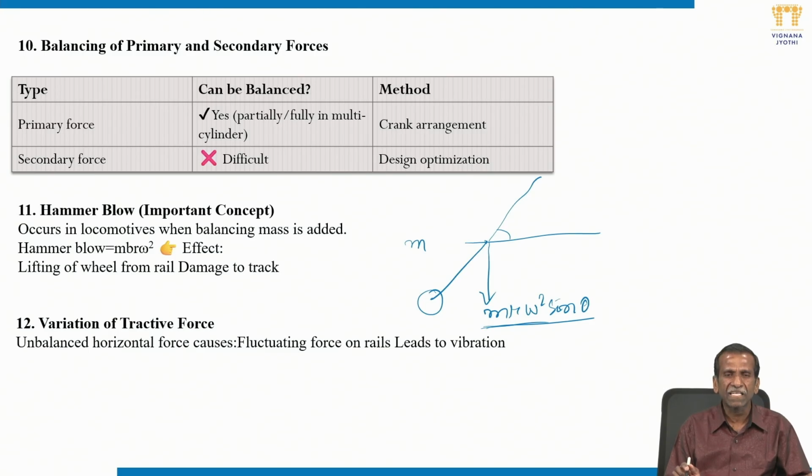And there is variation of tractive effect, from the unbalanced horizontal force. If the crank is at angle theta, there is a horizontal component which is unbalanced. This leads to a fluctuating force on the rails, which leads to vibration. You are able to understand this in the case of single cylinder engines.